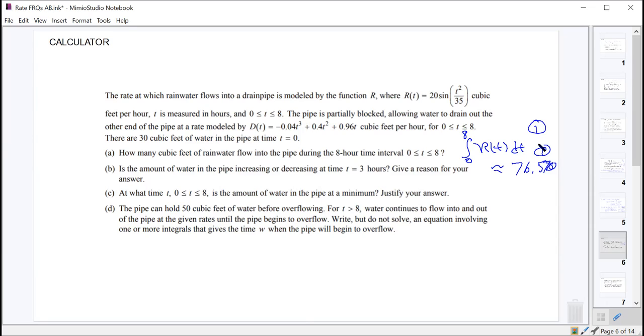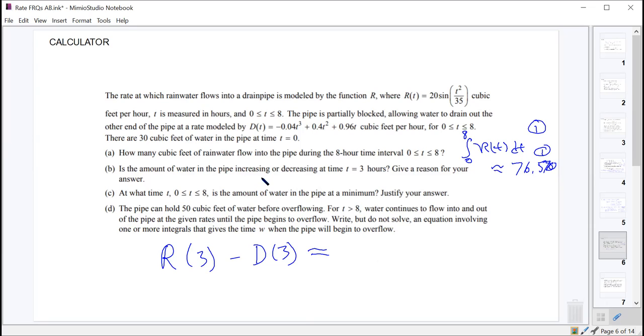Everyone good with that? Part B, is the amount of water in the pipe increasing or decreasing at 3? Well, how do we determine that? We need to find the rate of change of the water in the pipe at 3. The rate of change of the water in the pipe ought to be R minus D. So we're looking for R of 3 minus D of 3. If that's positive, then it's increasing. If that's negative, then it's decreasing, right? Because R is the rate at which it enters, D is the rate at which it drains.